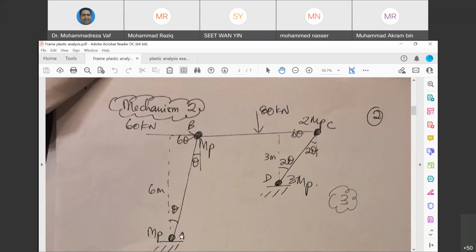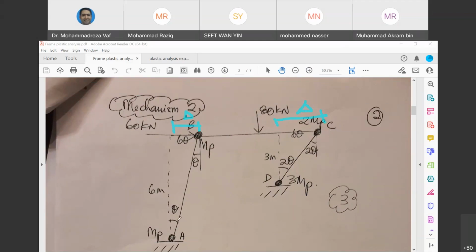When sway occurs, we said we are going to have 4 plastic hinges, and this is the deformed shape of our structure. This 80 kilonewton also moves together with the frame. And then we have a deflection on our structure. As I said, the amount of this deflection is delta for both sides.